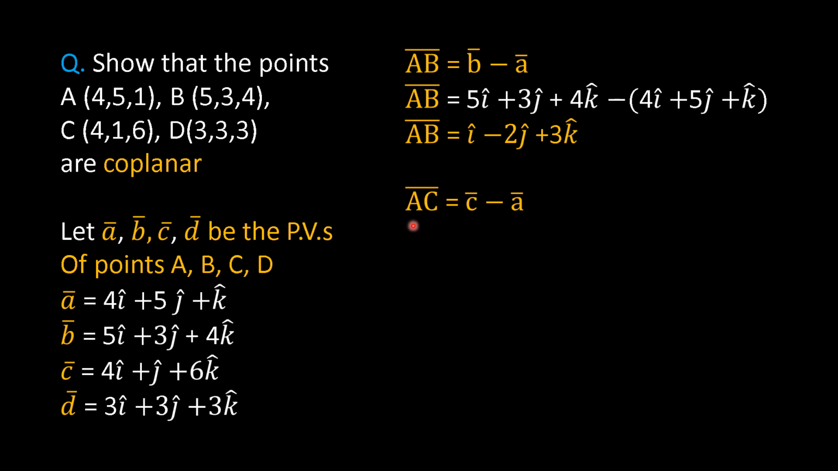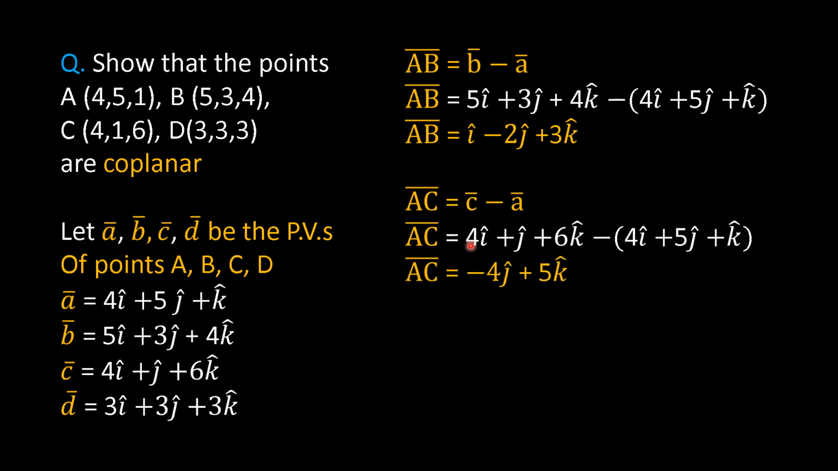AC bar will be c bar minus a bar. c bar is this one and a bar is this vector. So we get 4 minus 4, that is 0i, which we haven't written here. Then 1 minus 5 will be minus 4j, and 6 minus 1 will be 5k. So AC bar is minus 4j plus 5k.